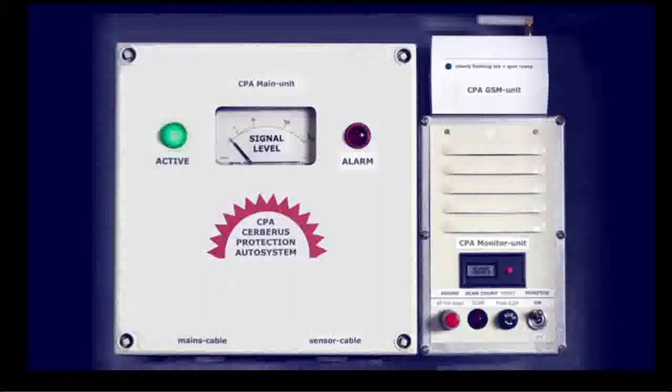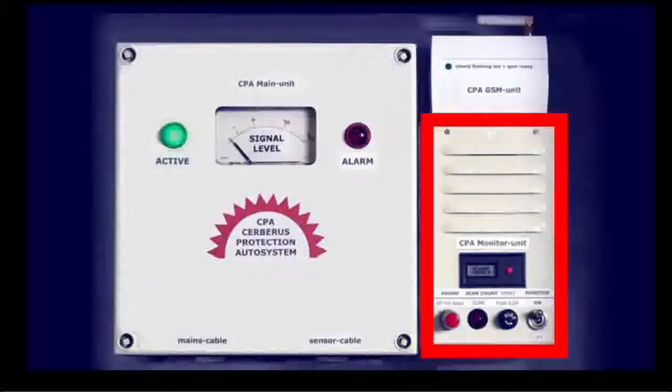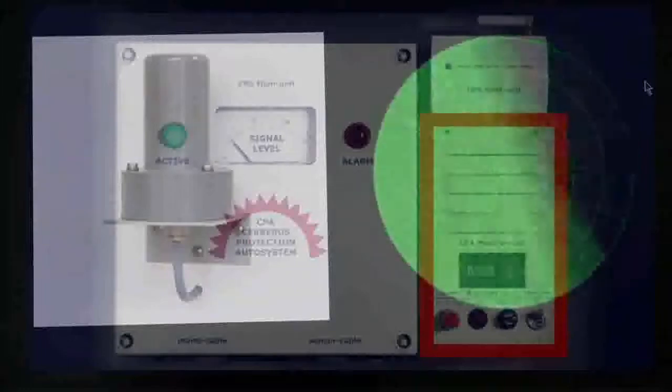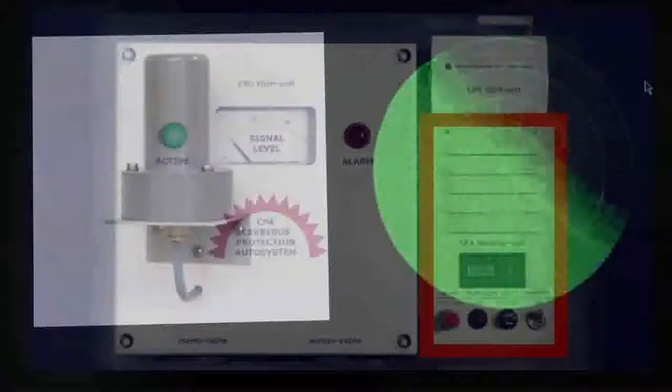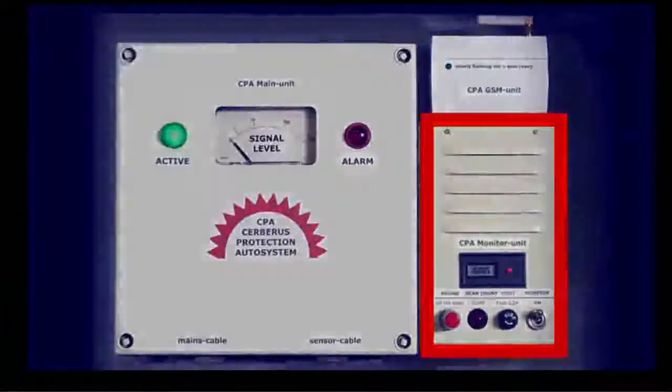A look at the GSM module. The slowly flashing of the green LED at the GSM module shows that the GSM function is running, and the system is logged in the GSM net. Now a look at the CPA monitor module. The CPA monitor module has no influence to the whole system's function. It just indicates what the CPA sensor module is receiving, and what the CPA Central Electronics is then evaluating from that input.